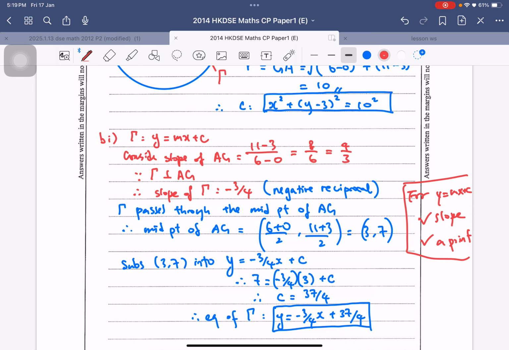So please remember, when you want to find a straight line equation, you must have the slope of it and a point that it passes through.